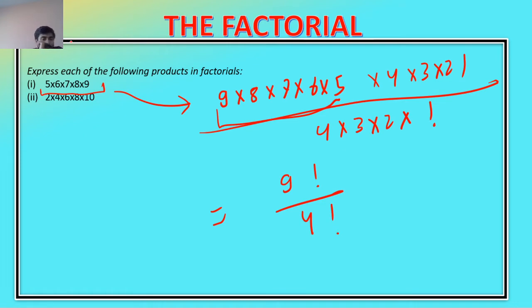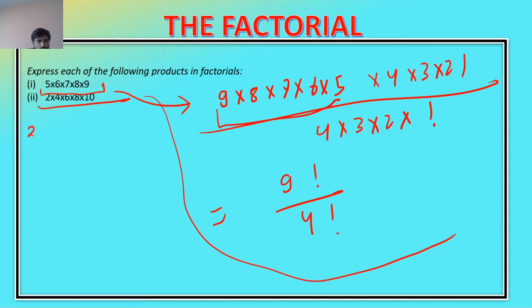So the first answer, 9 into 8 into 7 into 6 into 5, is equal to 9 factorial divided by 4 factorial. Is it clear, all of you? Clear or not? Okay, now the next part is this part.